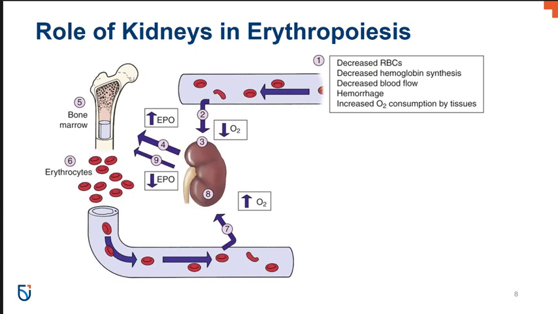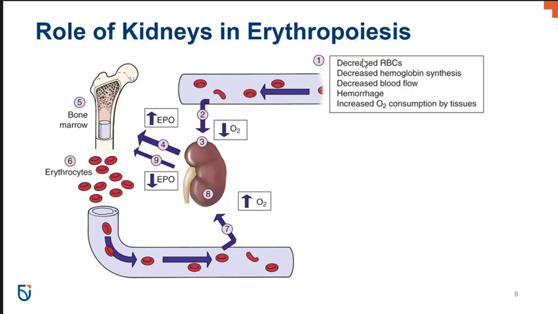Let's spend a moment talking now about the kidneys and the role that they play in erythropoiesis. Erythropoiesis is the generation or formation of red blood cells. Again, erythro is red, referring to red blood cells. Poiesis is the generation of or formation of, and the kidneys play a role in erythropoiesis. Now, why do the kidneys play a role, or how do they play a role? Well, let's look at this feedback loop here.